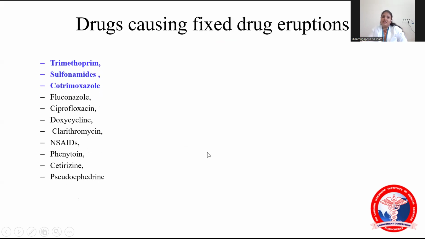Coming to the other drugs which can cause fixed drug eruption: in the sulfonamide group, we have 3 drugs which can cause fixed drug eruptions: trimethoprim, sulfonamide derivatives, as well as cotrimoxazole. The other antibiotics include fluconazole, ciprofloxacin, doxycycline, and clarithromycin. Painkillers like NSAIDs, anti-epileptic drugs like phenytoin, antihistamines like cetirizine, and anti-hypertensive drugs like pseudoephedrine can also cause fixed drug eruption.